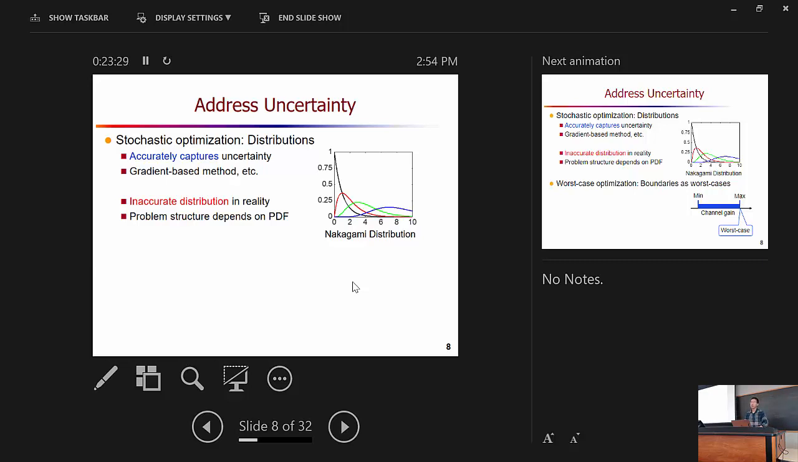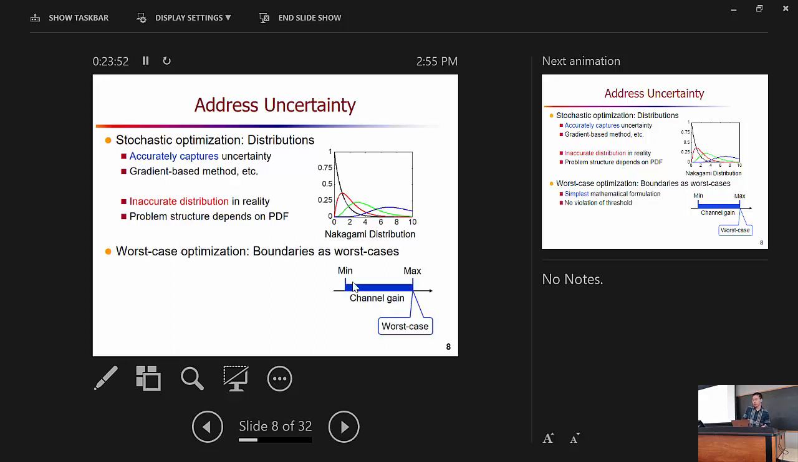And also, in reality, your channel gain does not match your assumption perfectly. There will be some kind of difference. Another downside is that your problem could be hard to solve. It depends on the probability density functions. It could be easy to solve, I guess, but what if you have some kind of ugly expression? It's just trouble.